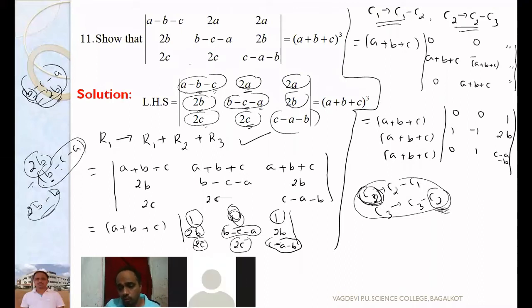Yes, that you can do, Kumar. C2 minus C1, C3 minus C1. You can do. C2 changes to C2 minus C1. C3 changes to C3 minus C1. Because I'm not using C2, which has already changed. That is it, right? That's correct. You can do any other operation that you want.